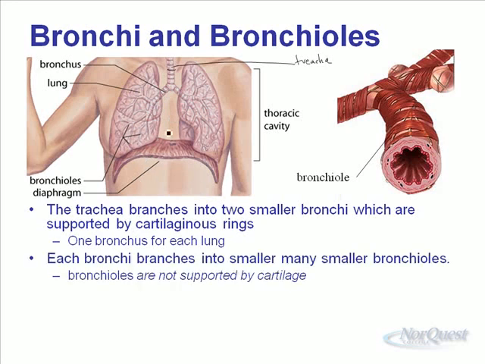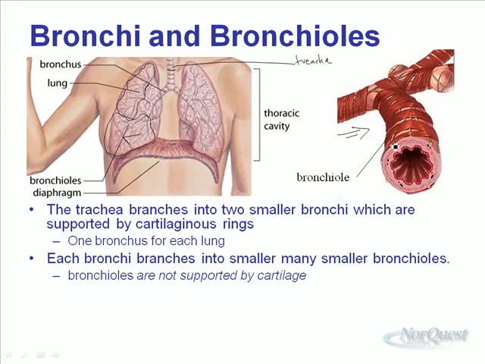Each one branches into many smaller tubes, and if we take a look at this picture here, say about this point here, you'll notice that these branches here are no longer supported by any bone rings. And again, same thing here. Once you get past about this point here, we can see that the branches aren't supported by bone. These branches are called bronchioles. And there's another picture of a bronchiole on the right side here. And they're supported by smooth muscle.